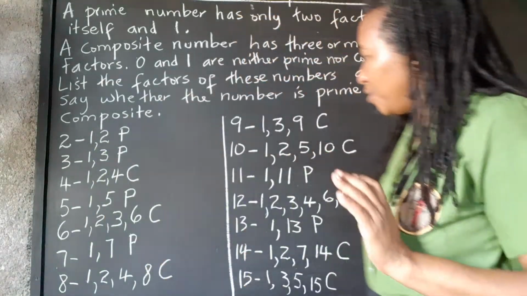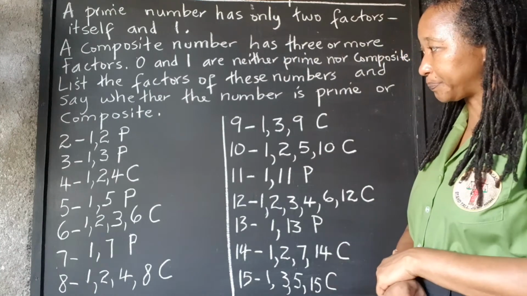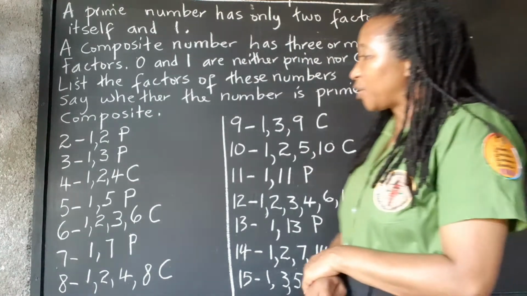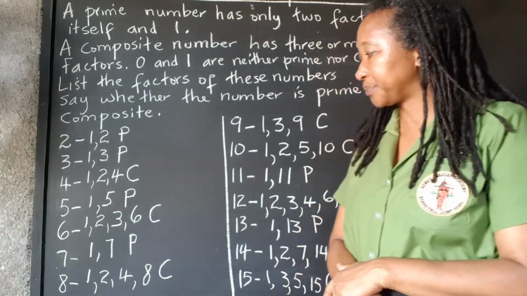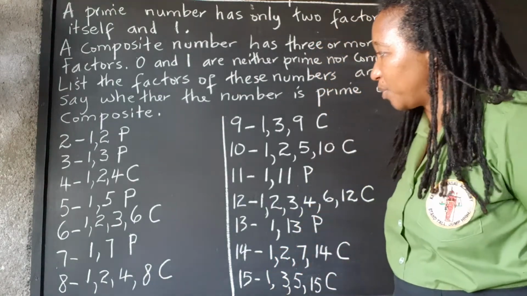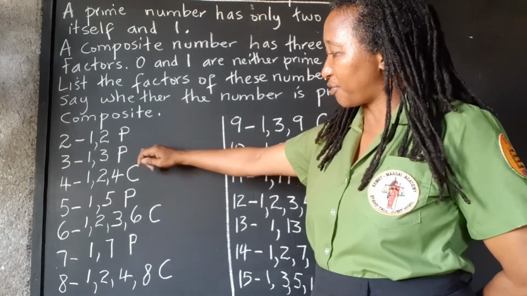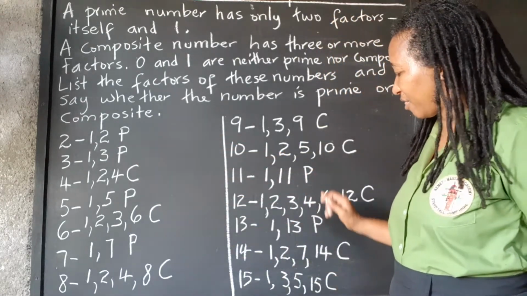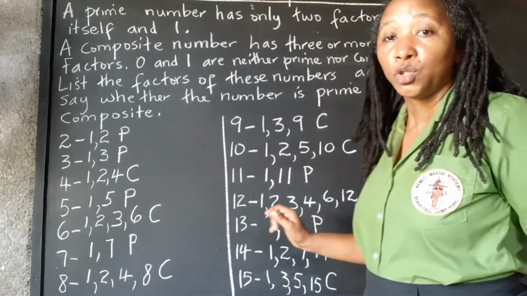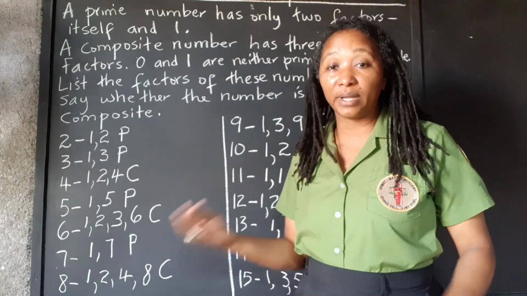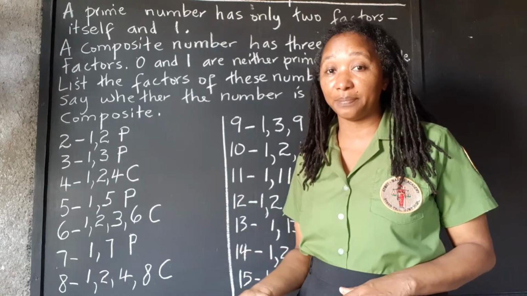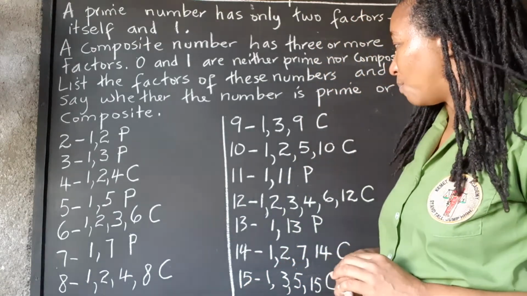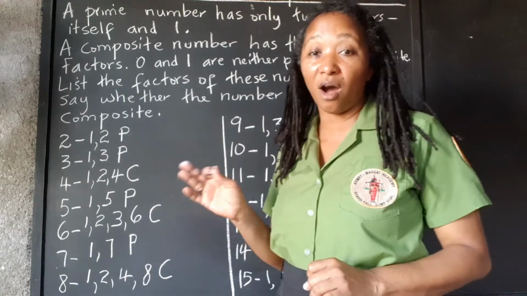Let us look at the numbers now. What do you notice about the prime numbers? Look at the prime numbers. The 2, the 3, the 5, the 7, 11, 13. Do you notice anything about them or about most of them? Do you notice that most of the prime numbers are odd numbers?